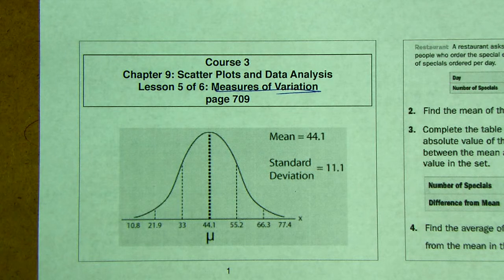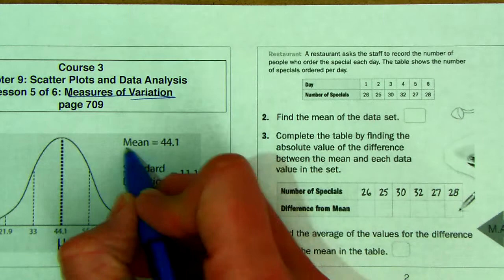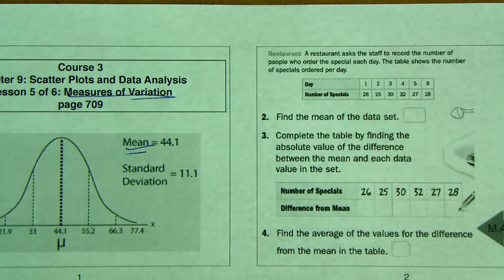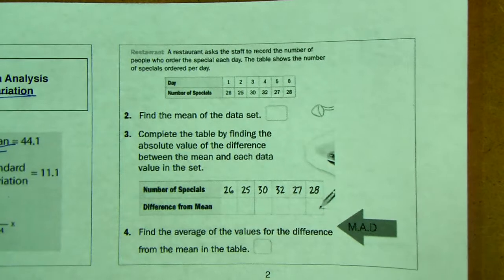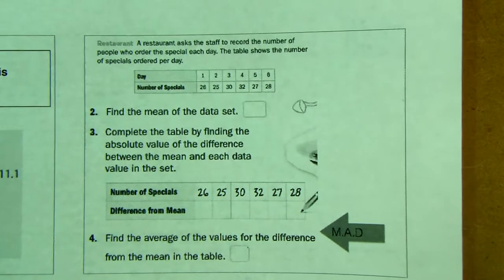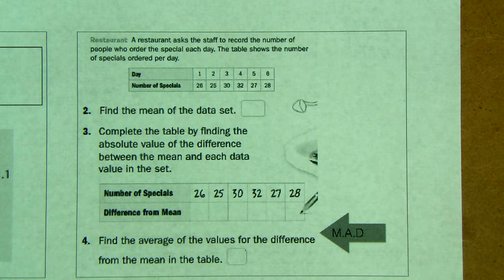So first, let's go over here. We're going to be talking about mean quite a bit. So remember, the mean of something, we're going to have to calculate that, is adding all of them up and dividing by the number that we have. In this first problem on slide number 2, we've got a sample. A restaurant asks the staff to record the number of people who order the special each day. The table shows the number of specials ordered that day. They only did it for 6 total days.